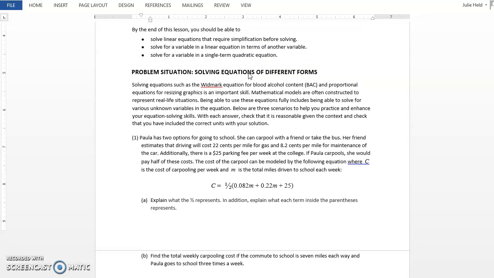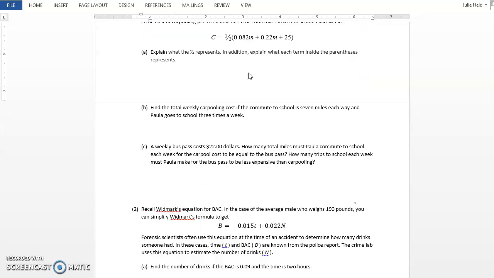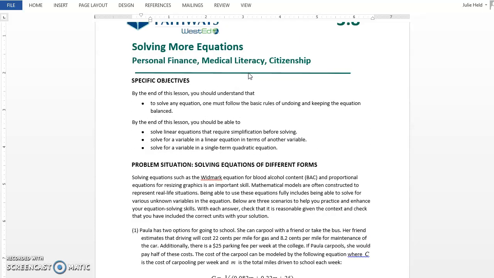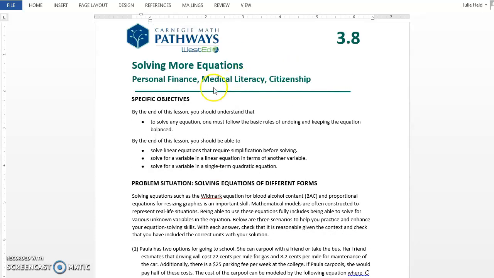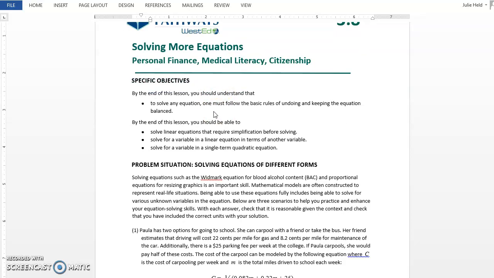Hey class, I'm at the beginning of 3.8. This is page, I don't know what page, but the beginning of the 3.8 lesson where the problem situation is. The goal is to be able to solve more equations. So this is an extension of 3.6, but now we have also our proportion tool in our toolbox.